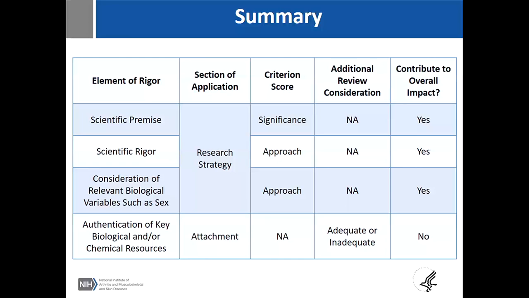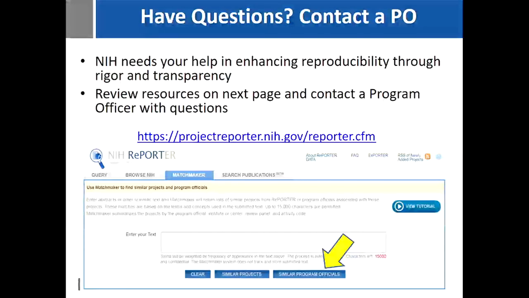Just one other plug I wanted to make, in wrapping this up: the NIH solely alone cannot enhance the rigor and reproducibility of the field. We need your help as investigators in the community. We need the help of industry. We need the help of journals and professional societies like APS. So again, we really appreciate your attention to this matter.